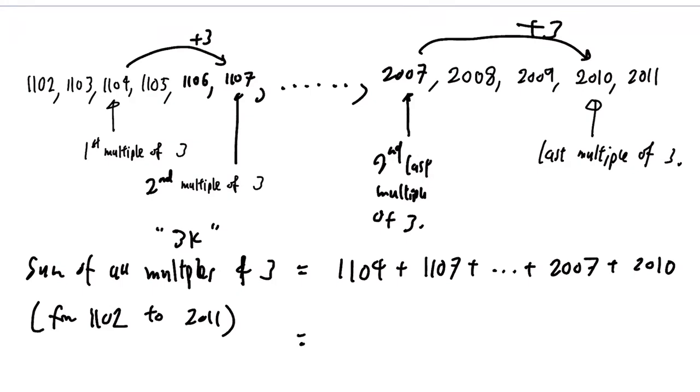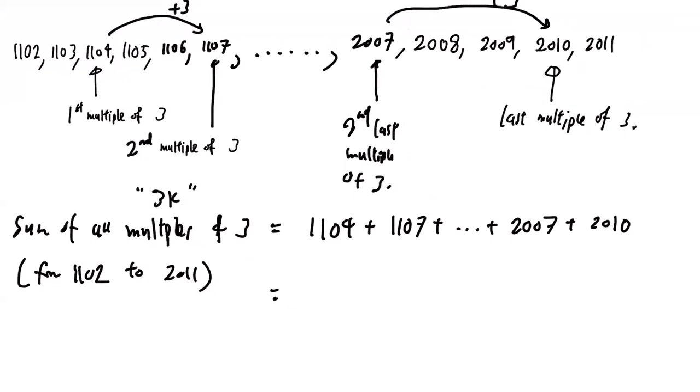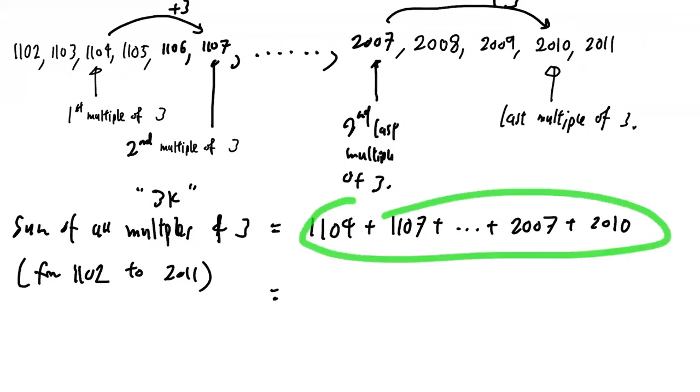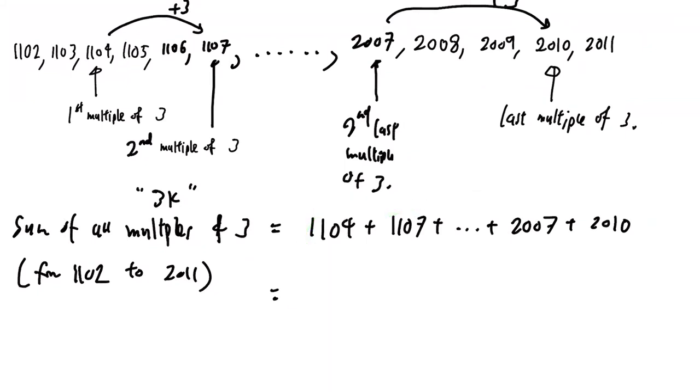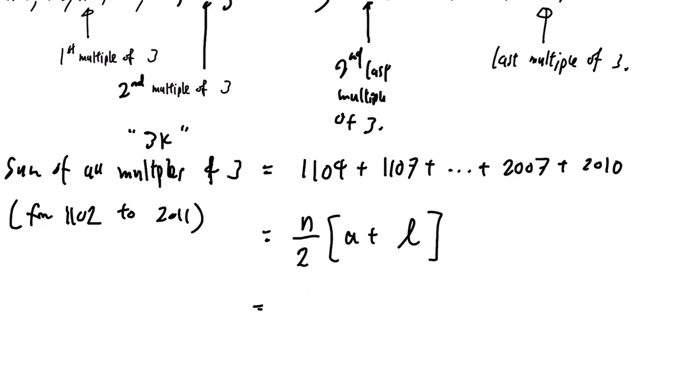So how many terms? Wait, first, pause. What kind of series is this? Geometric? Geometric needs a ratio. No, it's a common difference, so it's an arithmetic series. So what's the formula again? It's n over 2, then a plus L. Smarter way, a plus L, yes, correct. So how many terms, n?